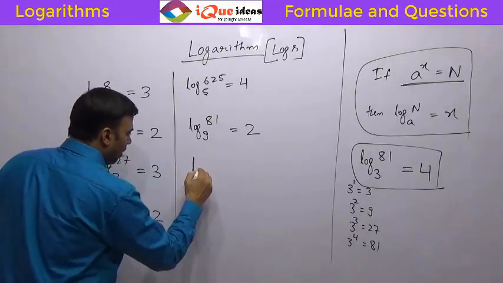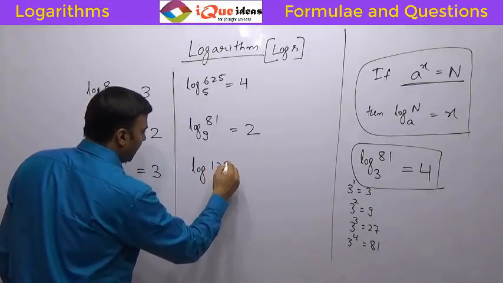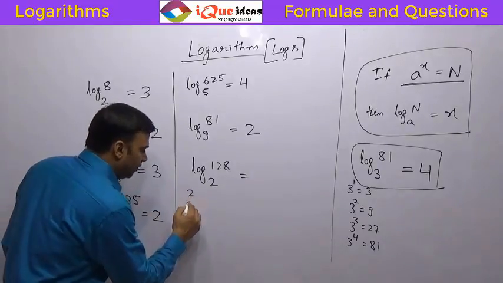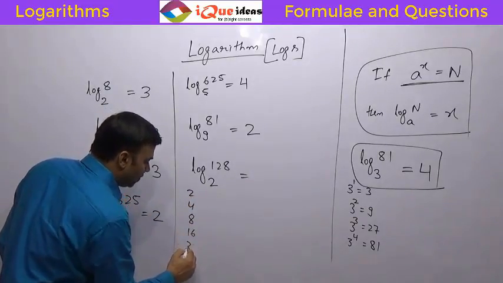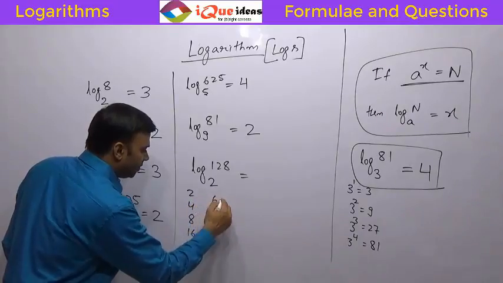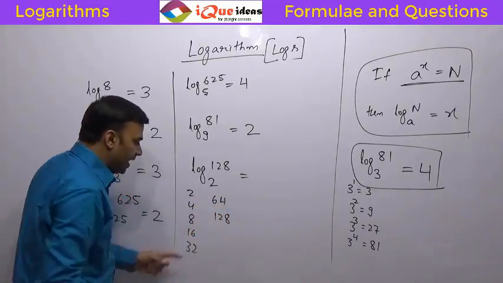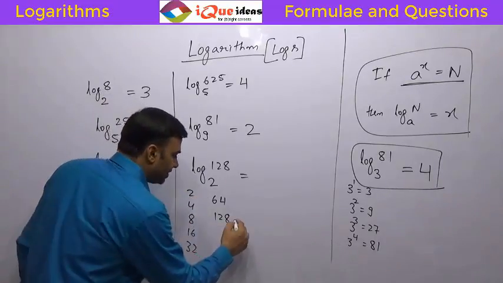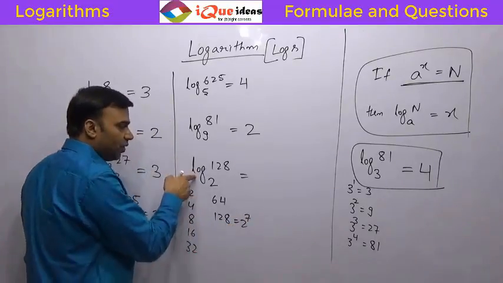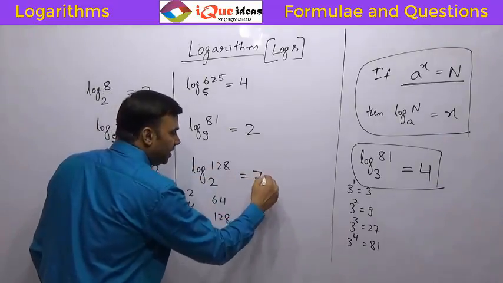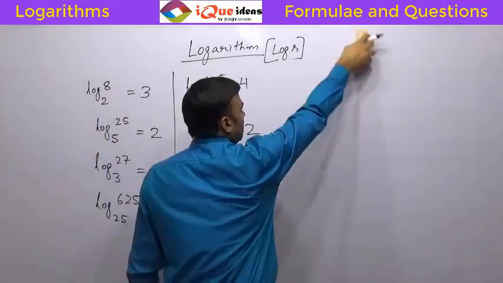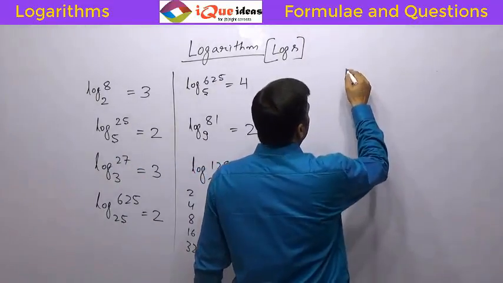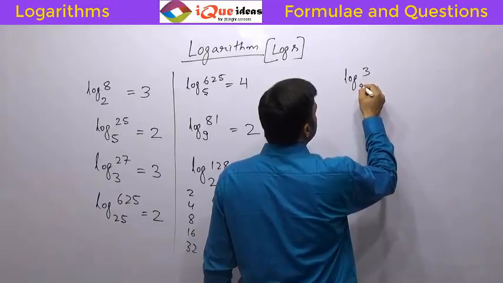Suppose we have log of 128 to the base 2. If you read the powers of 2, it is 2, 4, 8, 16, 32, 64 and then 128. So 128 is the 7th power of 2. So 1, 2, 3, 4, 5, 6, 7. 2 to the power 7 is equal to 128. So log of 128 to the base 2 has to be 7. Alright. Now let's take some different examples. What about log of 3 to the base 9?